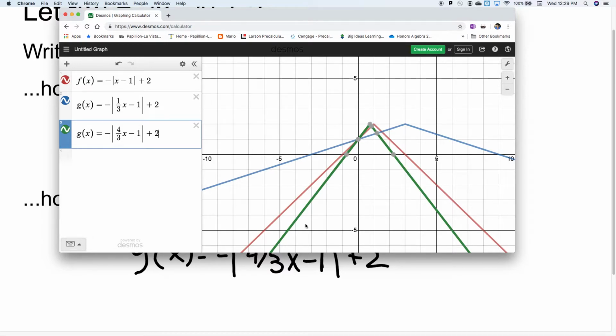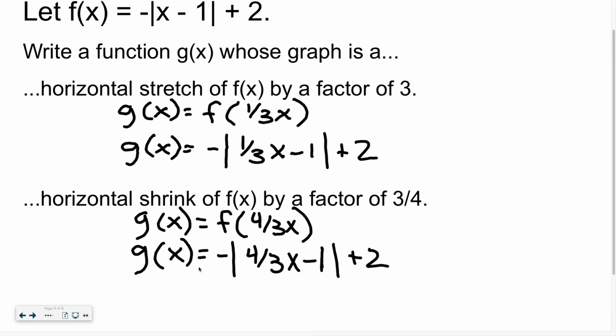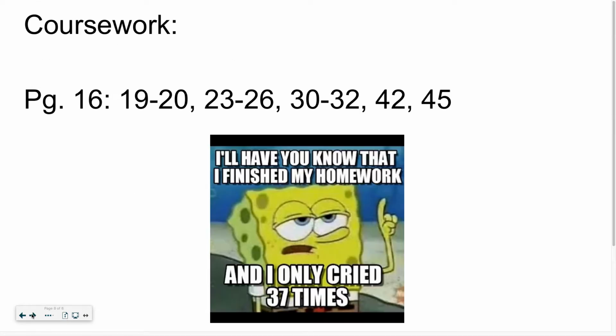Okay. Okay, so your homework assignment is on page 16 again. Tomorrow you'll have a worksheet for the graphs. I have this little SpongeBob meme, right?